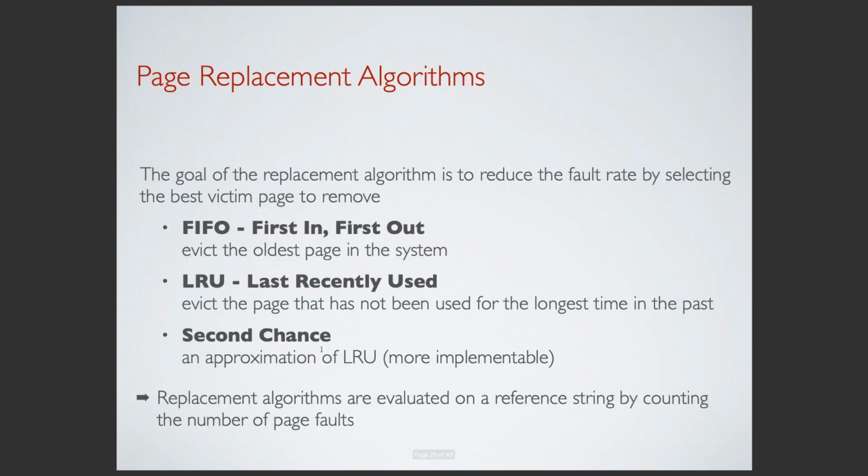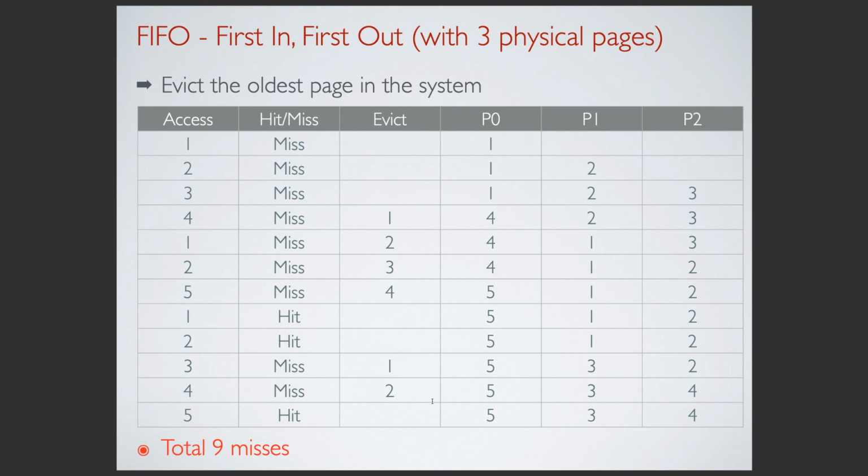So here, I'm going to show you how these algorithms perform on a sequence of page accesses. What do I mean by a sequence of page accesses? Let's imagine the following. It's important that you understand what this array means. So here we have an algorithm, first in, first out. What's the idea? We're going to evict the oldest page in the system.